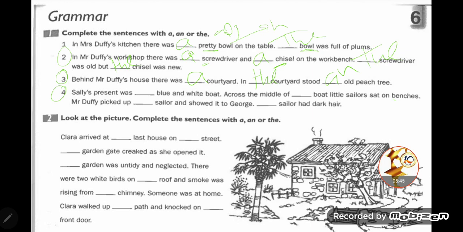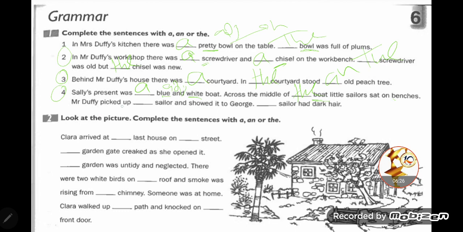هلا بحكي لنا Sally's present was. عنا هون blue، طبعا احنا blue and white حكينا قبل هالمرة عنهم adjectives وشرحنا انه الكالرز بيجوا as a nouns، ولكن اذا سبقوا اسم بصيروا adjectives. فبتصير عندي there was a blue and white boat across the middle of the boat، لأني حكيت عنه for the second time فصار معرف عندي. across the middle of the boat يعني بمنتصف القارب. little sailors sat on benches يعني عندي هون بحارين صغار كانوا جالسين في المقاعد.